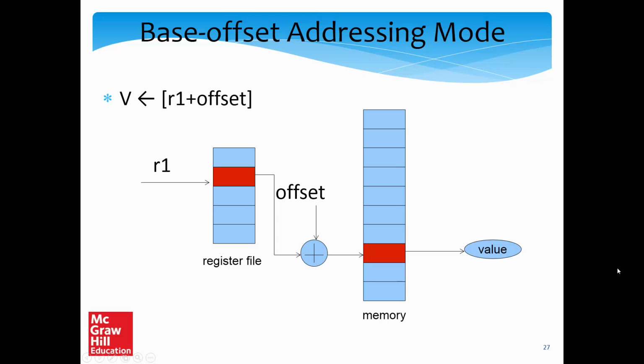Now let's discuss the base offset addressing mode. This mode will be very useful for implementing arrays. The main idea is to use a register called the base register. In this example, it is R1. R1 is used to access the register file. From the register file, we read the contents of R1 and add it to the offset.